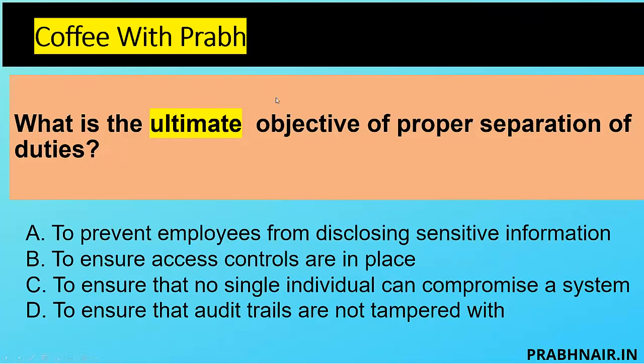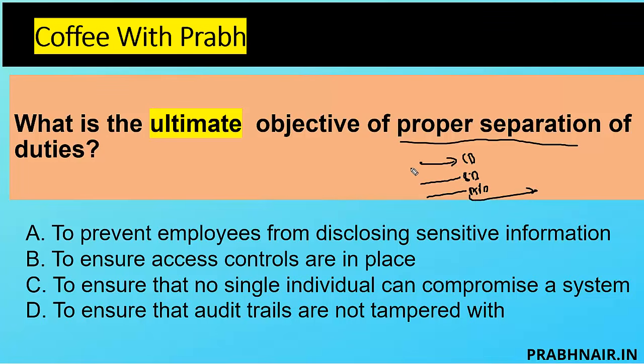What is the ultimate objective of a proper separation of duty? The question is talking about the ultimate objective of proper separation of duty. Separation of duty is basically introduced to prevent fraud. I don't want one person to have end-to-end control over one task, by which he can commit fraud. How? For example, he can create a bill, he can sign the bill, he can approve the bill and take the fund from the company.